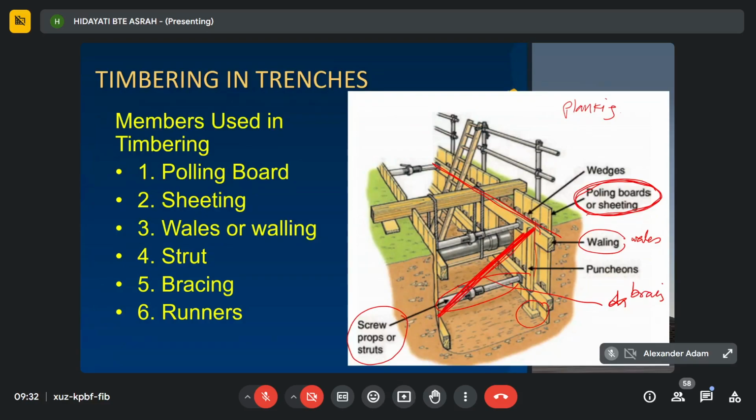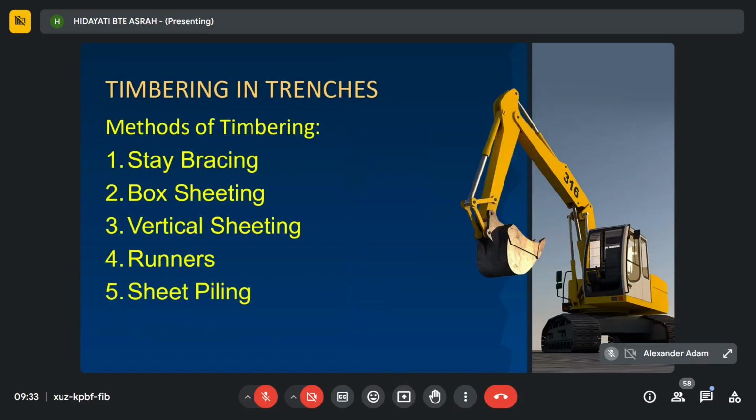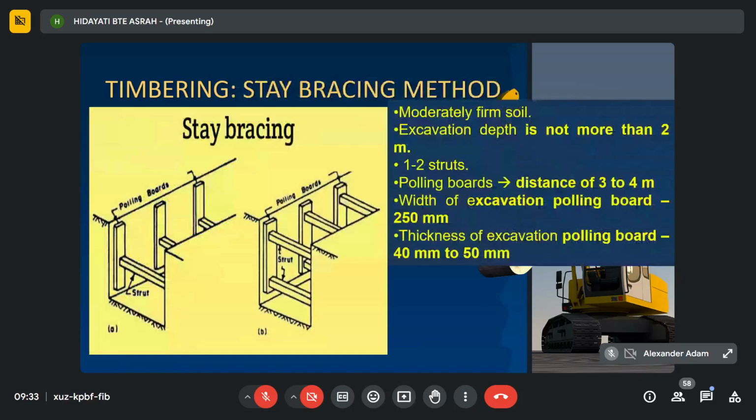So we look into various methods of timbering. Here we have stay bracing, box sheeting, vertical sheeting, runners, and sheet piling. If you refer to reference books, you will find more types of timbering method, but in this lecture, I will show you 5 methods of timbering. The first one is the stay bracing method.